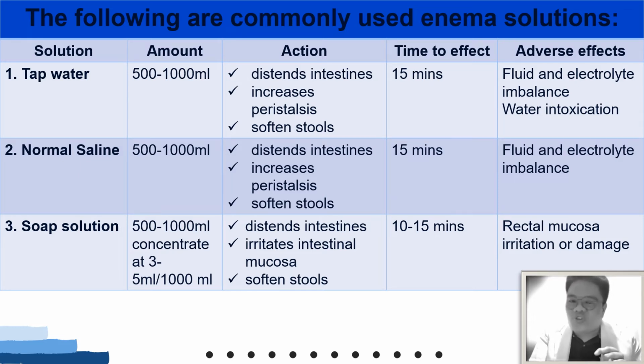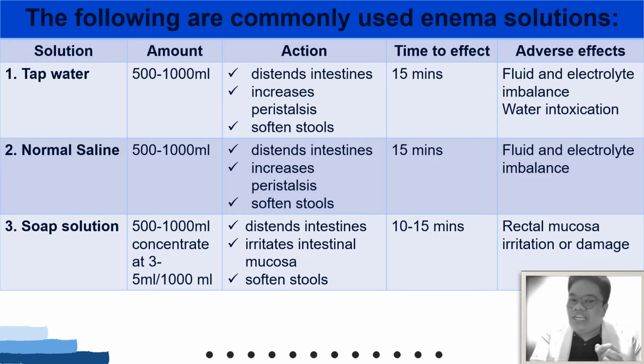Now, soap solution. For your soap solution, students, you could administer it at 500 to 1,000 ml. The concentrate, class, is 3 to 5 ml per 1,000 ml. What do you mean by that? There is 3 to 5 ml of soap in every 1,000. In our practice in the past, we would usually use half of the soap bar in 1 to 2 liters of fluids, depending on the order of the doctor.